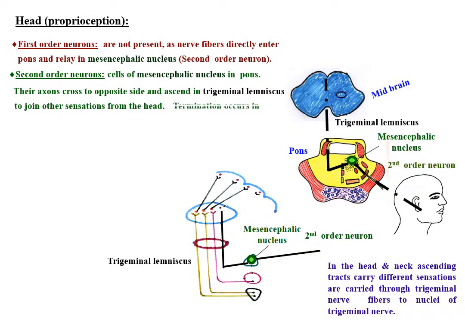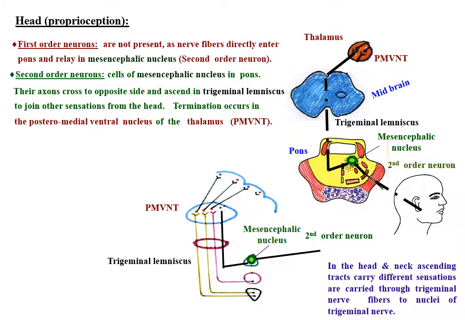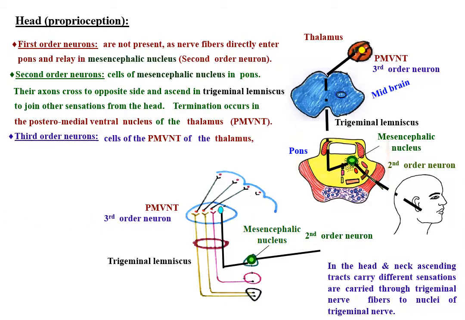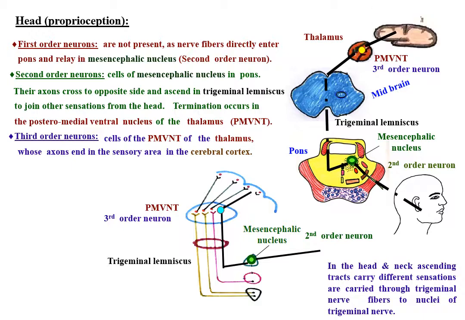Termination occurs in the posteromedial ventral nucleus of the thalamus. The third order neurons are the cells of the posteromedial ventral nucleus of the thalamus, whose axons end in the sensory area of the cerebral cortex.